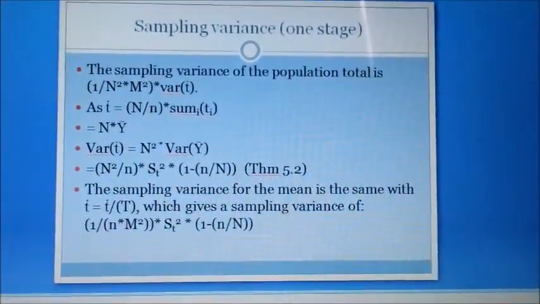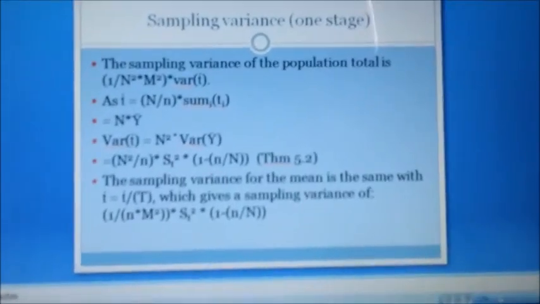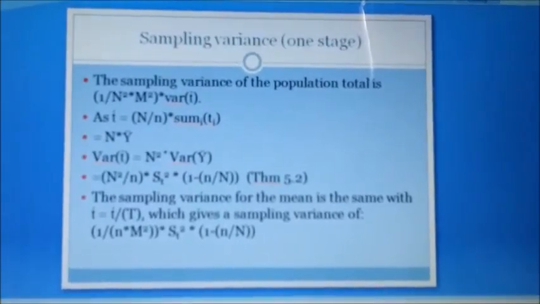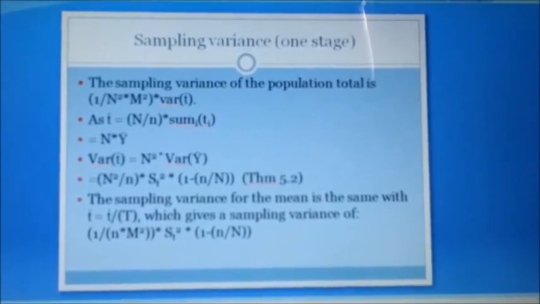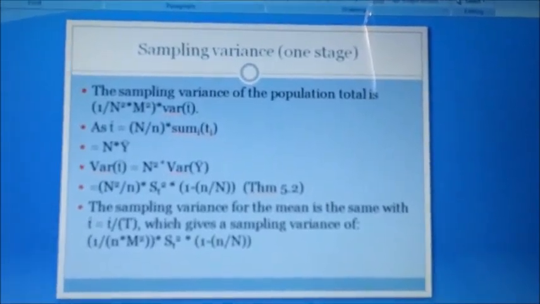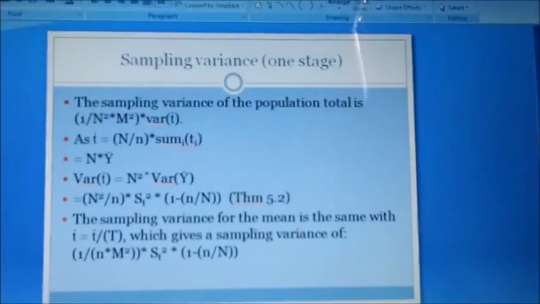So the sampling variance for the mean is going to be the same as this, except you replace T dot with T dot over the population total, which gives a sampling variance of 1 over N times M squared times the standard deviation t squared times 1 minus n over N.